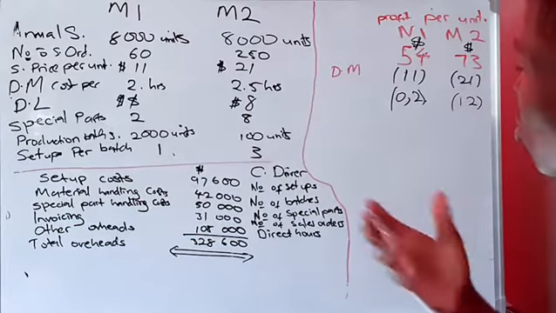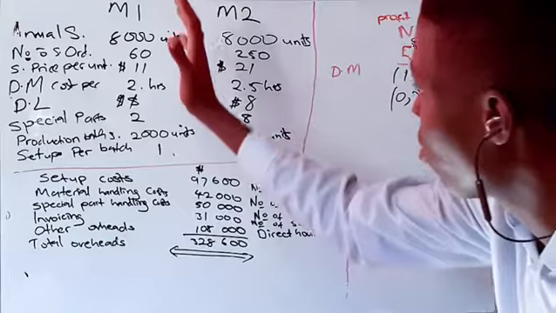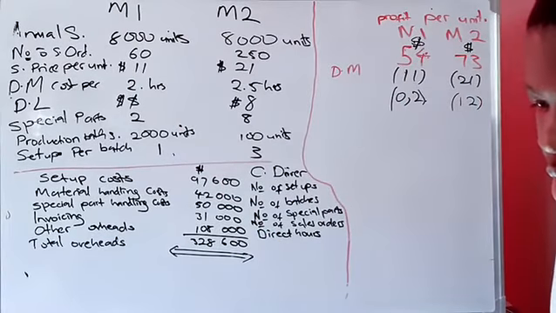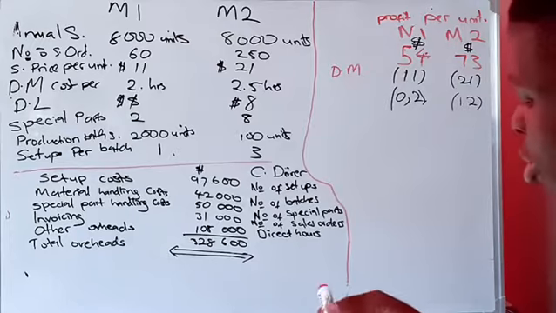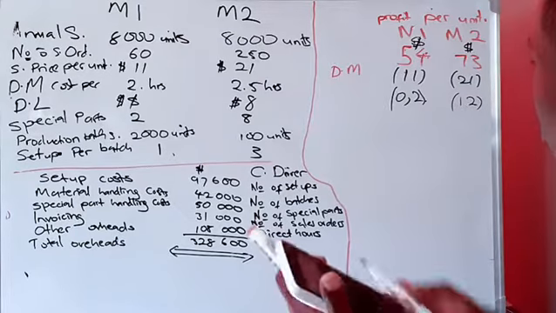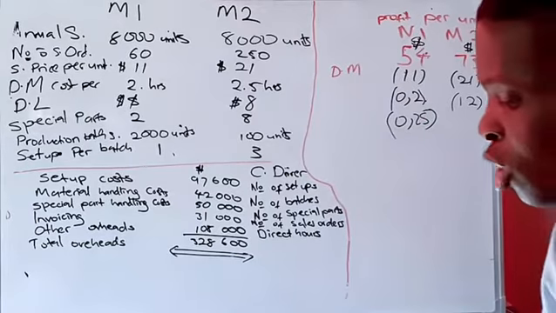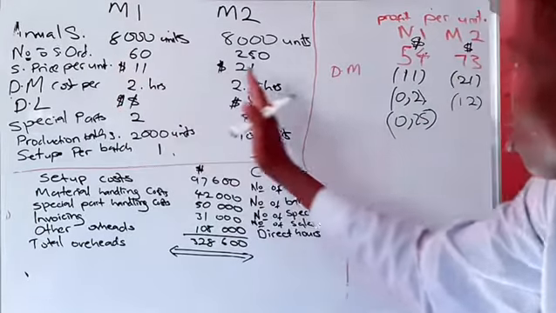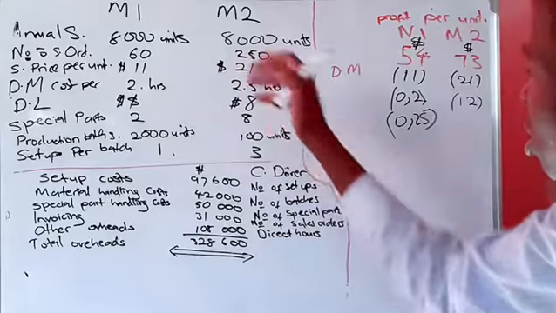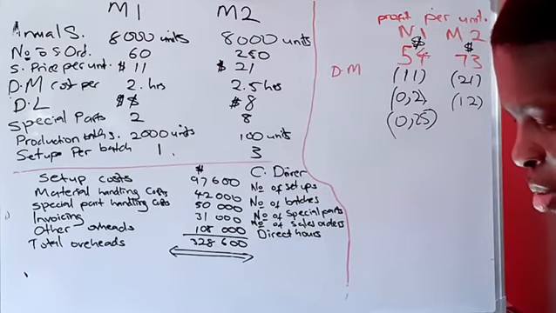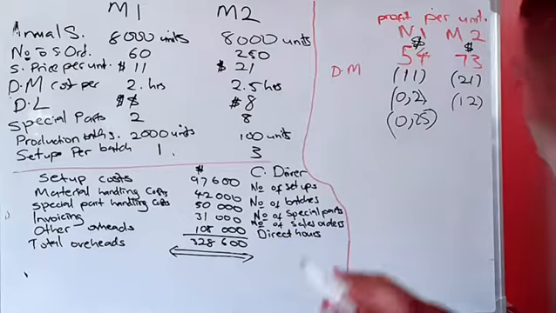So 2,000 is what you have for M1, divided by the number of units. It's more like absorption costing, 0.25, still in brackets. Since the 2,000 is this side, the remaining 40,000 is this side. So 40,000 divided by 8,000, I'm sure I must get a 5.